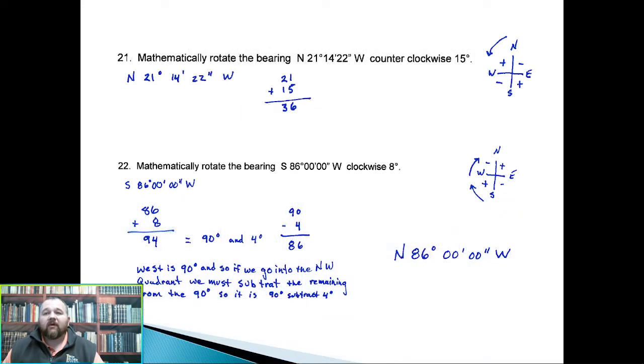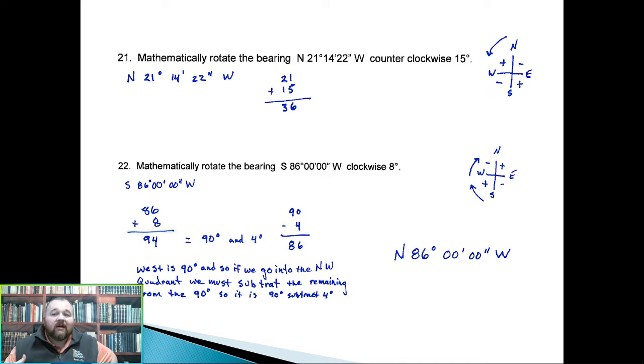So if you remember, we talked a little bit about mathematically rotating the bearings clockwise. We did a couple of these things, as you can see up on the screen here. So we talked about just when we do it in 15, we only have to add and subtract the degrees. So if we don't do minutes and seconds, then we did the same thing.